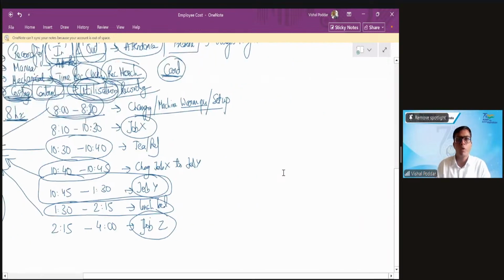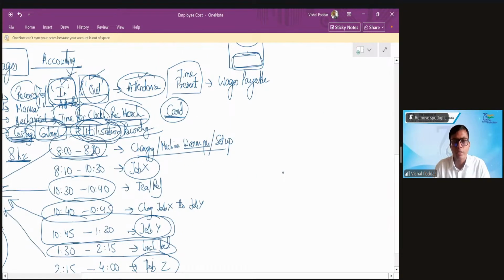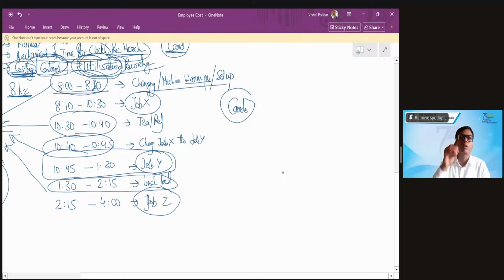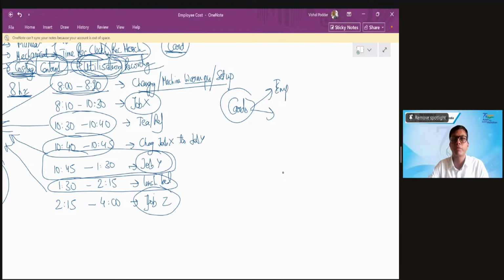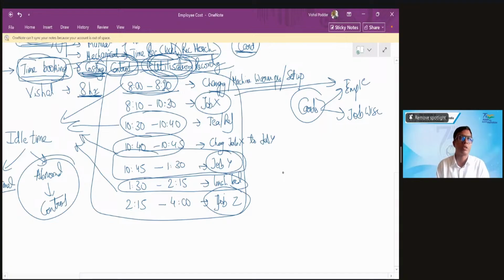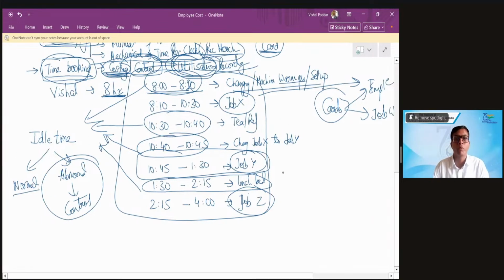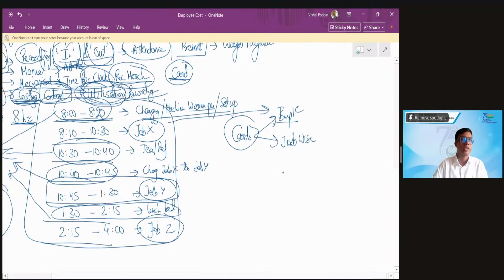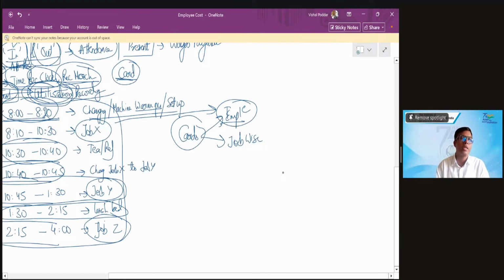Now, for time booking also, we use cards. All this data which you can see on the screen is recorded, is reported on the cards. Now, cards can be maintained either employee-wise or job-wise. The example which you are seeing is of an employee card. Why? Because you have done this for an employee, Mr. Vishal. You have recorded how the employee spent his time throughout the day. So when you are booking the time of the employee, how he has spent his time throughout the day, it will be called an employee card.